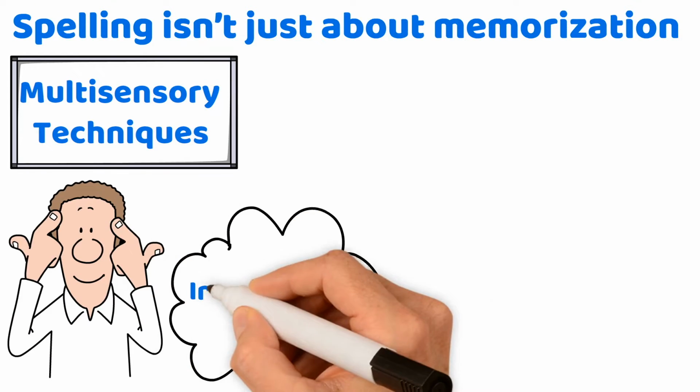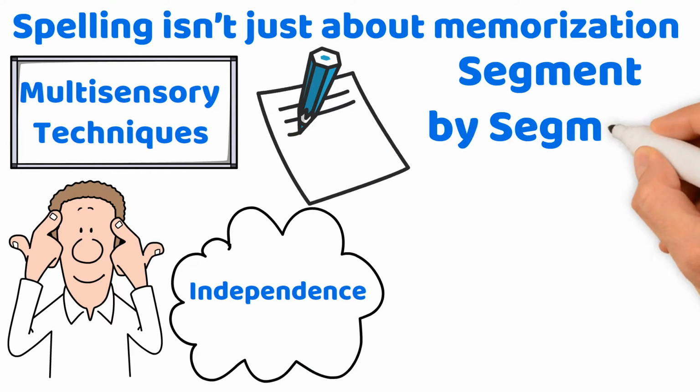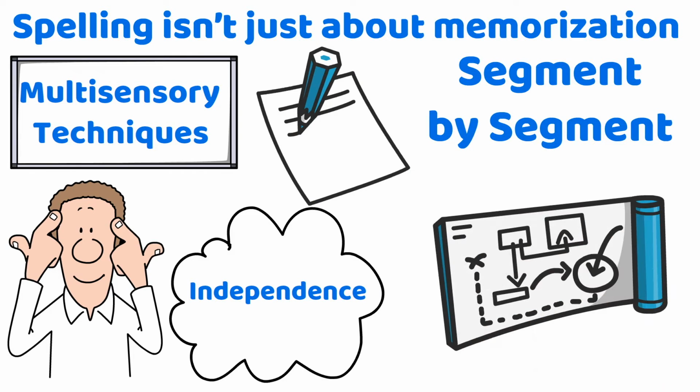For instance, visualize the word independence. Break it down while writing it out, segment by segment, in different colors to highlight its roots and suffixes.